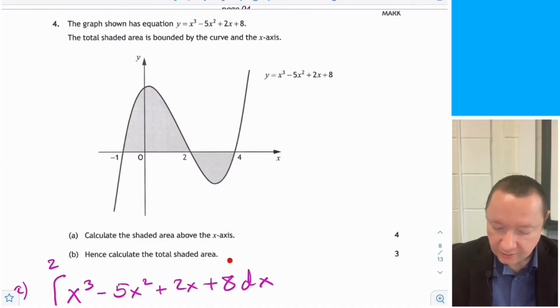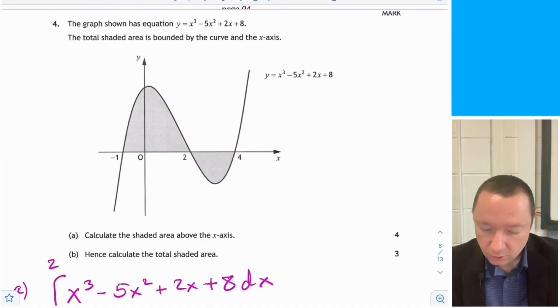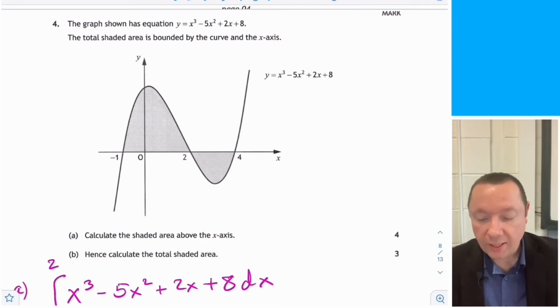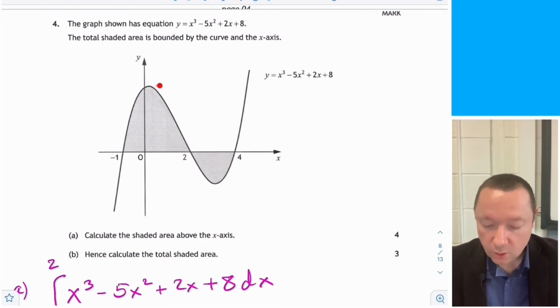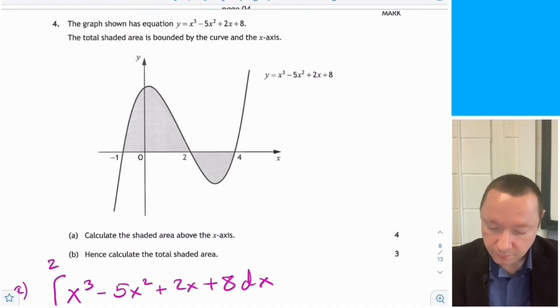Part B then says, hence calculate the total shaded area. So we've already got this bit, so we just now need to work out the integral between 2 and 4. And just a reminder, when you're wanting to work out an area when it's below as well, you would do this one, take away this one, and that will give you your total area.